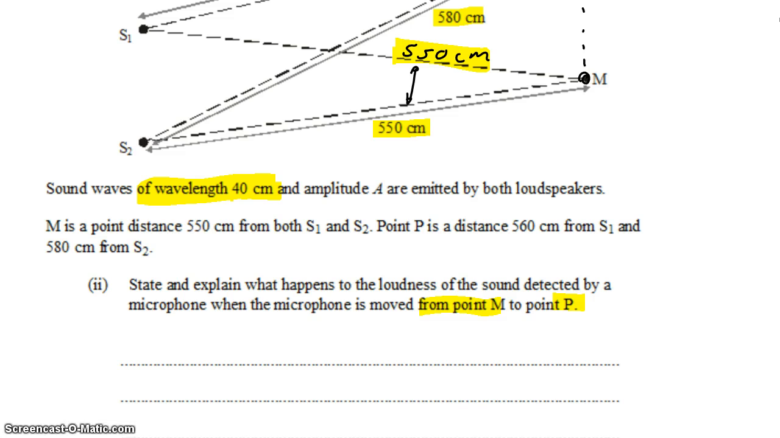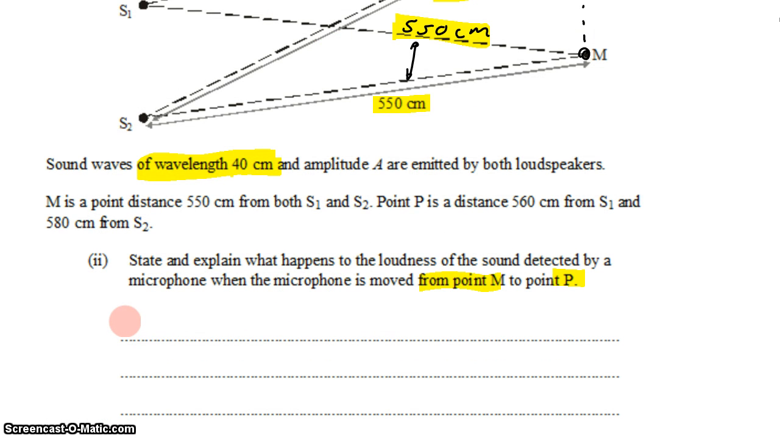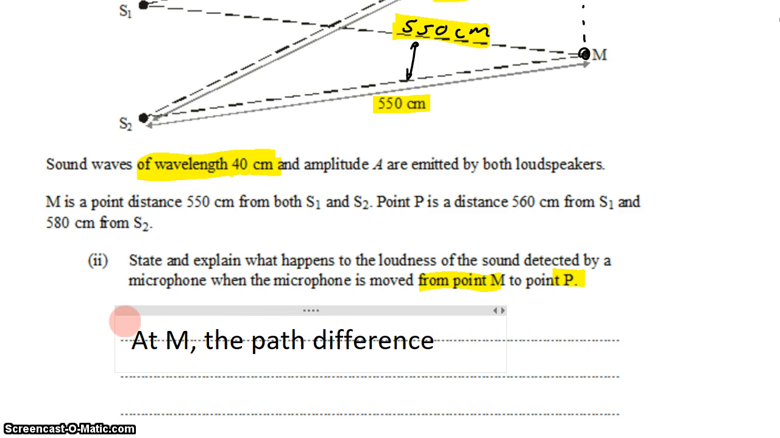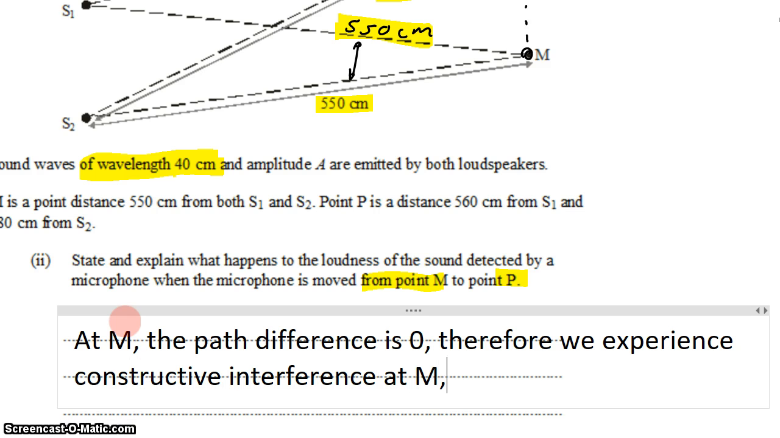So we can say at M, the path difference is 0. Therefore, we experience constructive interference at M, and a loud sound is heard.